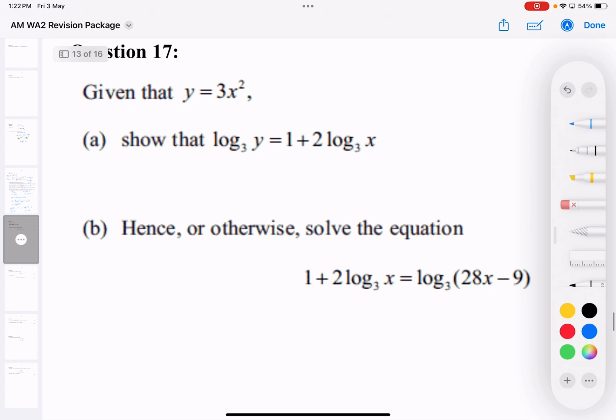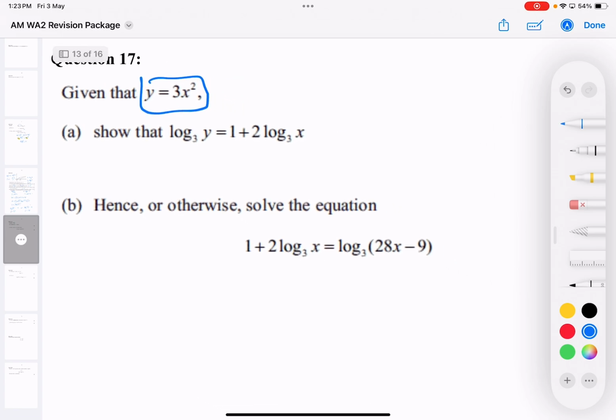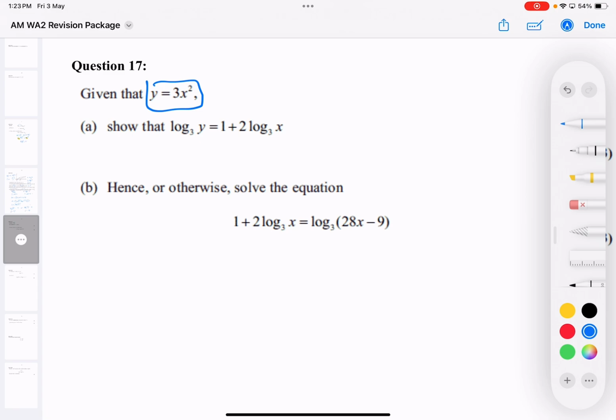Here, you realize that you have a log over here, so you need to change this into the log form. So how are you going to change this to a log form? Hey, no, don't need. This one is substitute, sorry, don't need to change to log form.